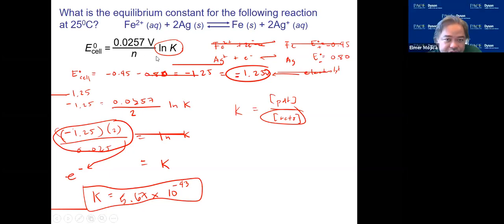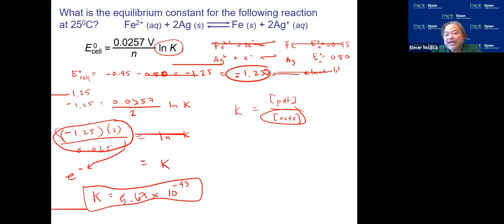Yeah. So if you're going to look at this reaction, it is non-spontaneous. But if you reverse the reaction, that reaction is spontaneous. Now in this case, you do not set the cathode and the anode. It was given to you that your Fe2+ is your cathode and your silver is your anode. So you're not the one to set that. It was given to you which is the anode and which is the cathode.